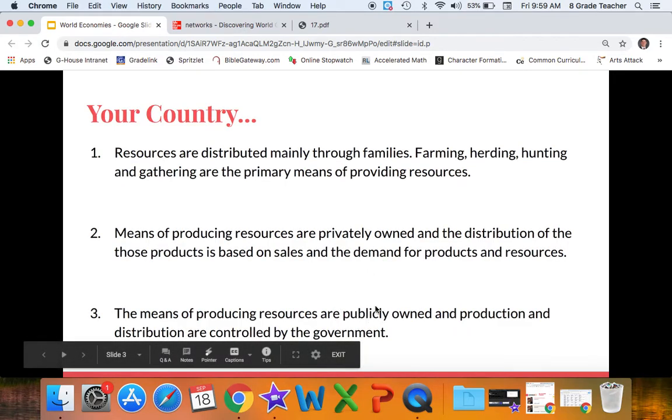In number 3, a publicly owned company or a publicly owned form of government would be the United States Postal Service. The United States government runs this entity that does the same thing. It distributes products and sends the mail from place to place.